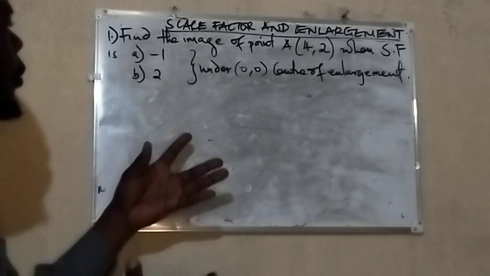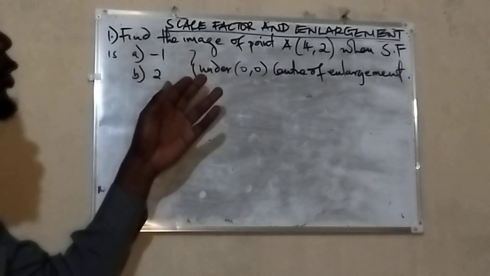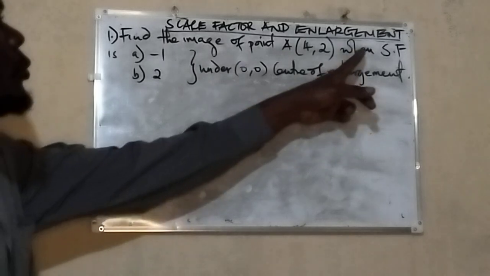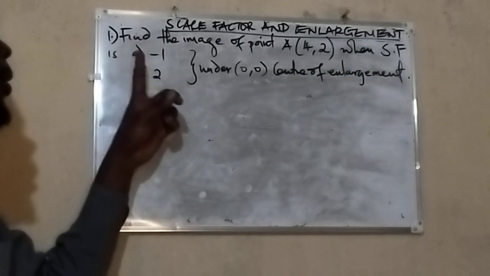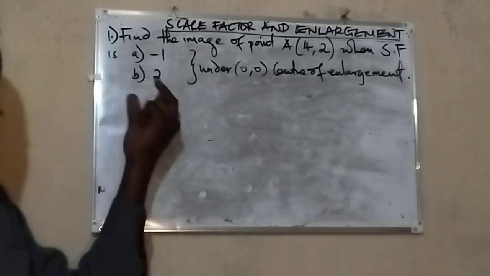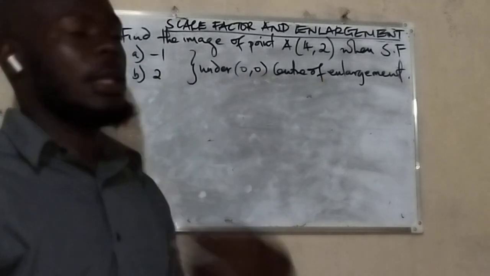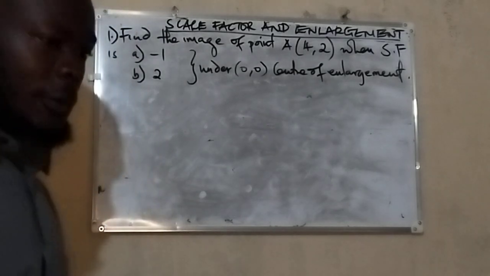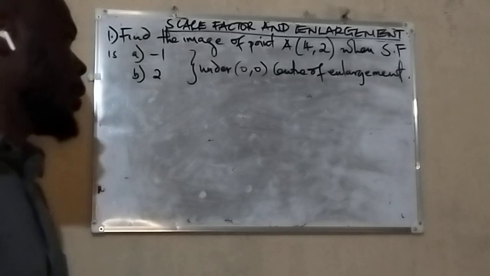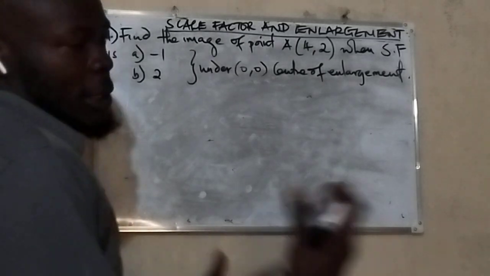So you have a question here. They are saying, find the image of a point A, whose coordinates are 4, 2, when the scale factor is: A, the scale factor is negative 1, then B, the scale factor is positive 2, under 0, 0 as the center of enlargement. So you need to understand first of all when the scale factor is negative and when the scale factor is positive. How does it look, or what is the scenario?